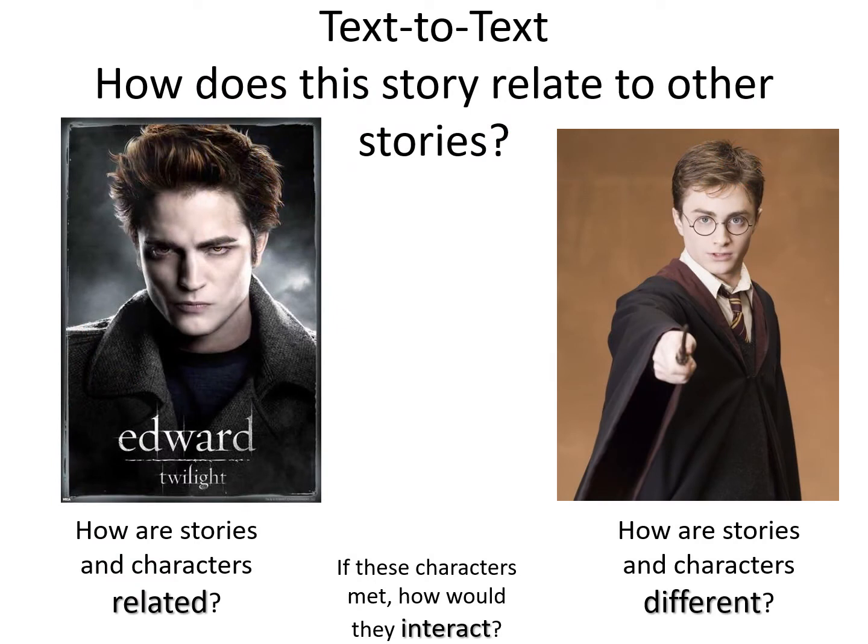The next connection that you should make whilst reading is text to text. So, for example, if you look at the picture here, we have Edward from Twilight and Harry from Harry Potter. Let's say you have read both books. You might be reading Harry Potter after reading Twilight, and you might go, oh, that book is similar. These characters are very similar. They act in the same way. They have the same character flaws, they do the same things, they have the same personality. So that is text to text. How does the story relate to each other?